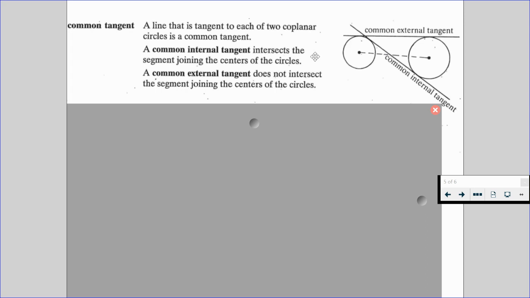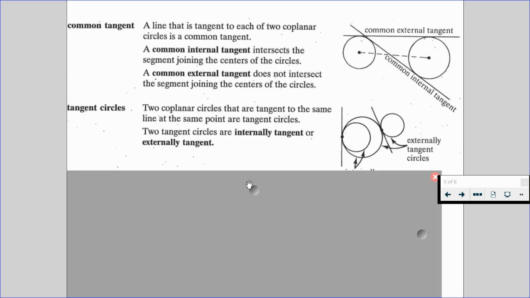A common internal tangent intersects the segment joining the centers of the circles. That segment joining the centers is imaginary for right now. We don't actually have to draw it every single time, but if we imagine one segment coming through the two centers of our circles, then we can differentiate between a common internal tangent, which crosses over that segment, and a common external tangent, which will not cross over it.